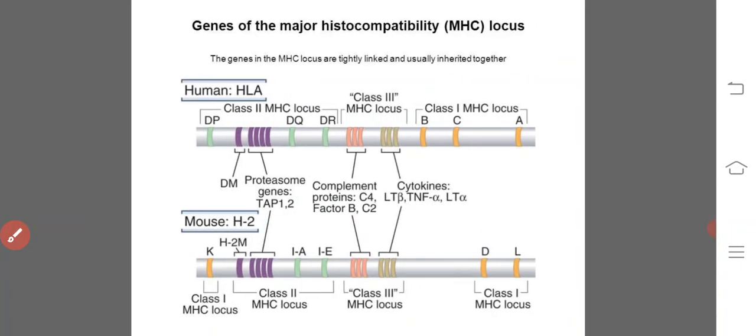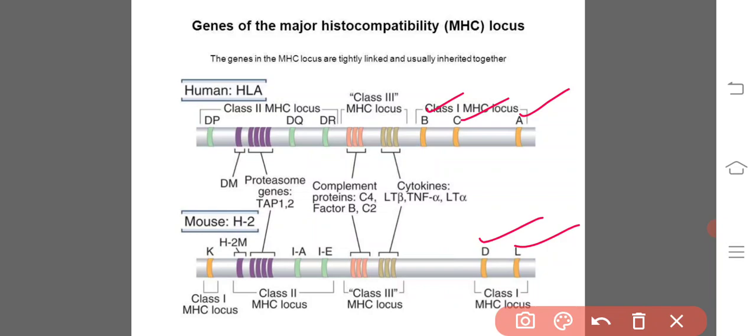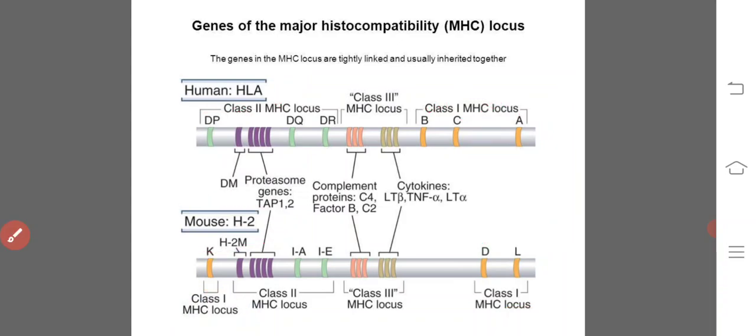Then here you can observe the A, B, C genes code the class 1 MHC molecules in human beings, whereas D, L encode the class 1 molecules in mice. So the gene complex of human beings is HLA, and the gene complex for the mouse is H2. Class 1 MHC loci are D, K and L.